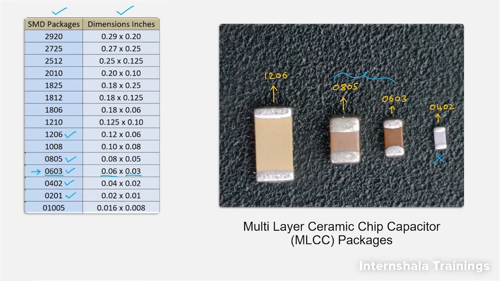Okay, and I told you about the dimension. So this is basically the length of this 0402 capacitor, which is 0.04 inches. So you can see here 0.04 inches, and this width is 0.02 inches, which you can see here 0.02 inches. Okay, so that's all about the different packages in case of SMD capacitor.